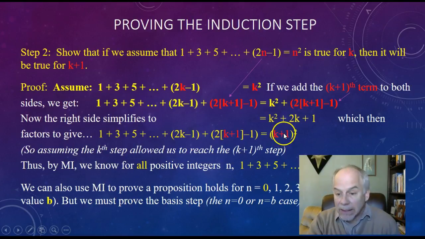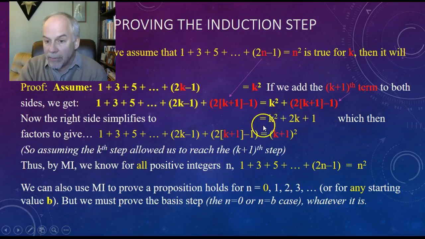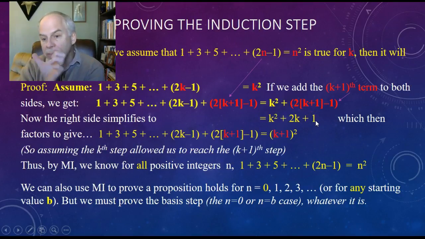And very easily, you see that we can just factor the k squared plus 2k plus 1. How does that factor? Well, that factors to k plus 1 times k plus 1, and k plus 1 times k plus 1 is just k plus 1 squared. So just using algebra, we added the k plus 1 term to both sides. We did a little bit of algebra to simplify that, and then we factored and got k plus 1 squared on the right side like we wanted.